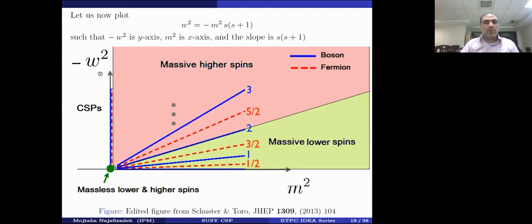and CSPs are on this axis, both bosonic and fermionic CSPs, and all massless lower and higher spins are located in the origin, and solid blue lines are bosons and red lines are for fermions.